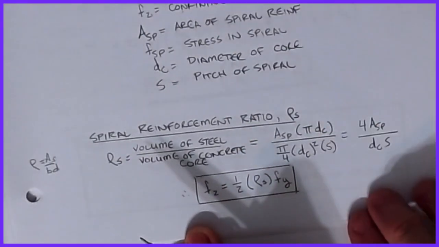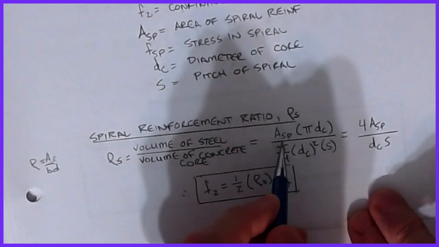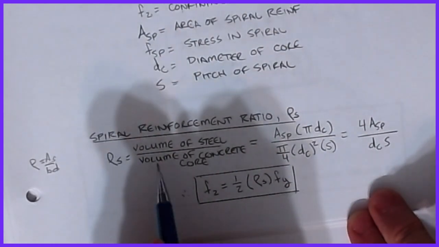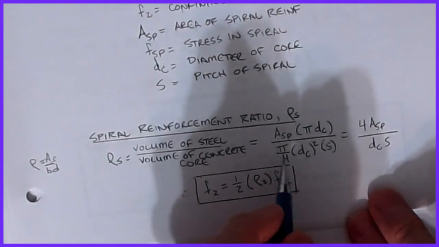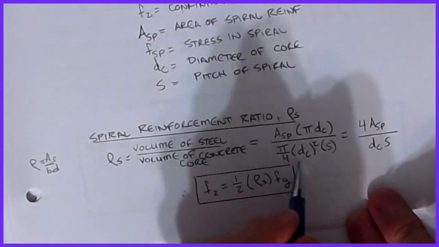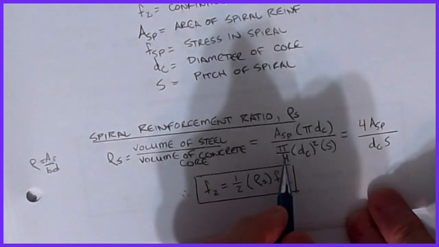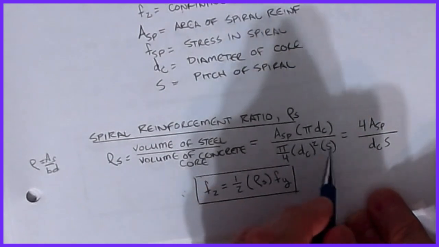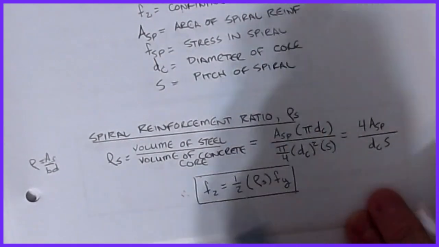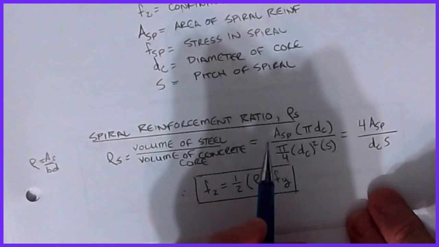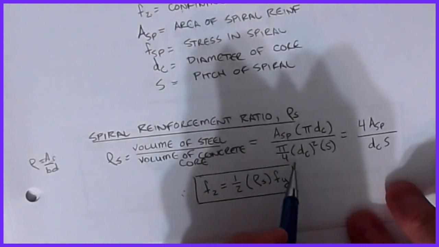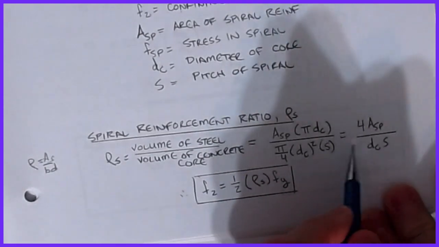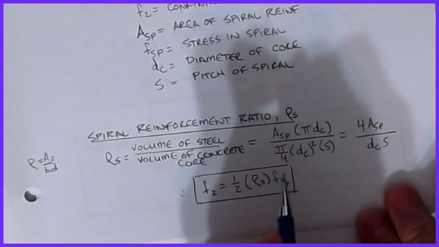If we do that, we're going to take the area of our spiral and multiply that by pi Dc. That will be the equivalent of our volume of steel, and then we're going to divide that by the area of the core, which would be pi over 4 Dc squared, multiplied by the pitch spacing. This is all of the concrete that's associated with one complete loop of a spiral. If I do the math and some simplification, we can say that the reinforcement ratio for the spiral is going to be 4 times Asp over Dc times S.